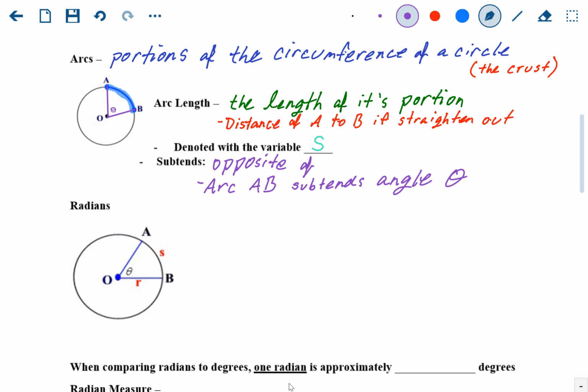Which brings us to radians. Radians is a different type of angle measure. So we have degrees. We know degrees, 360 degrees in a circle. Break it up into quadrants. Radians is just a different type of angle measurement. It's actually a more pure type, but a lot of people prefer degrees, especially at the beginning.